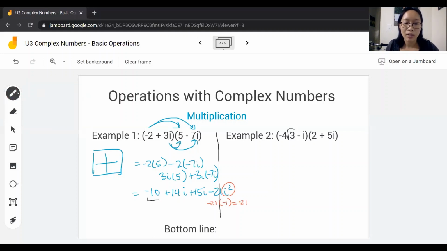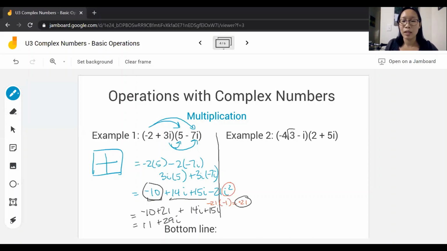My real parts are negative 10 and positive 21, so those go together, and then my imaginary parts are 14i plus 15i. I'll rewrite this so that my real terms are together and my imaginary terms are together. And when I combine my like terms, I have a positive 11 plus a 29i. I'll do the exact same thing for my second example.